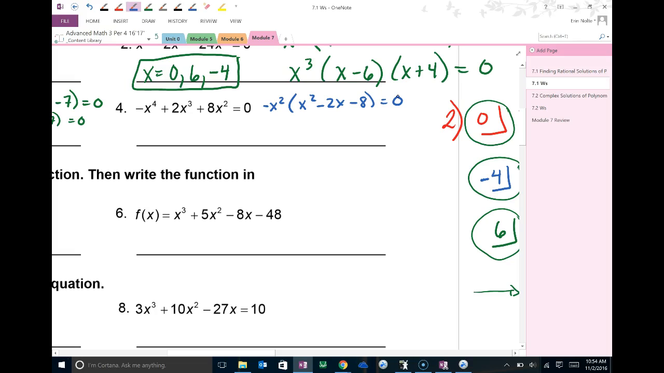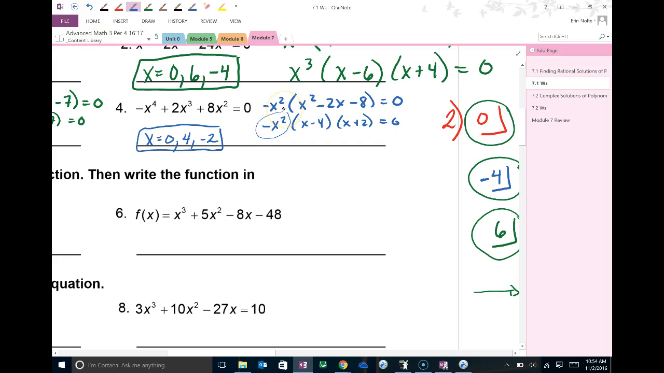So what two numbers multiply to negative 8 and add to negative 2? Negative 4, positive 2. So what are our solutions? 0, 4, negative 2. And how many zeros are there, by the way? 2 of them, right? So what's going to happen if I graph this one?